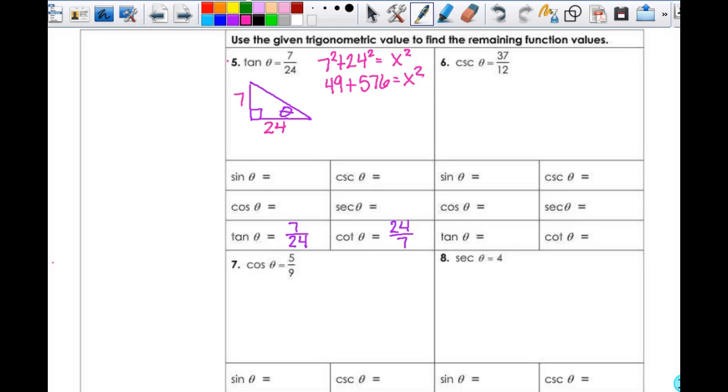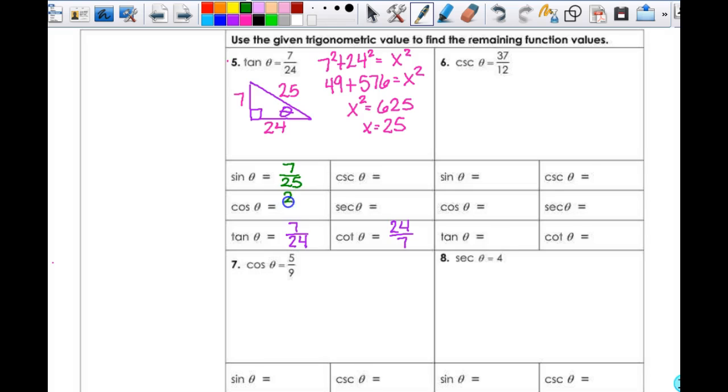Then I have to add, when I add these two, I've got a couple things I can do. I can add 50 and subtract 1. Or I could subtract 1 and then add 50. That's a little easier. What's 576 minus 1? 575. And I add 50 to that. What do I get? 625. So x squared is 625, which means x is what? 25. So now that I have that, I can fill in the rest. Right? The sine of theta is opposite over hypotenuse. What's the fraction going to look like? 7 over 25. Good. Cosine over what?